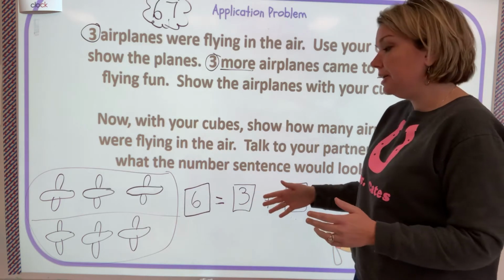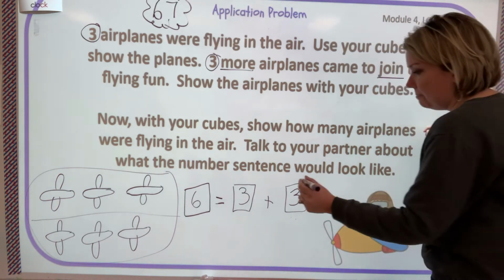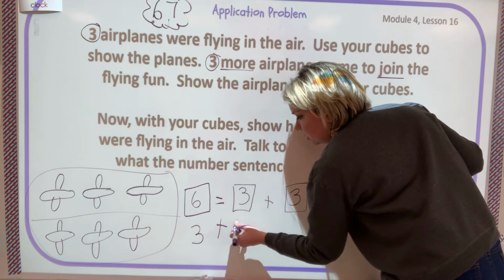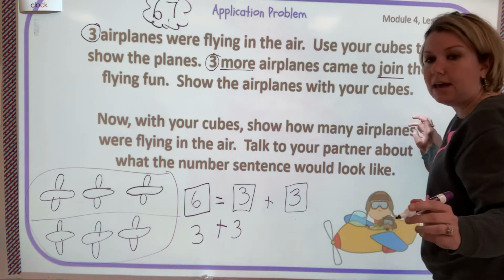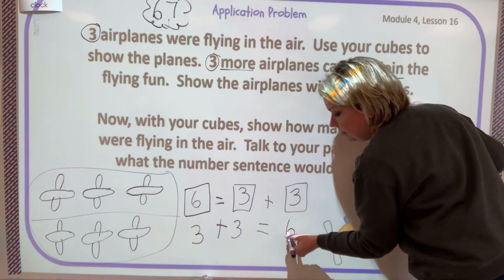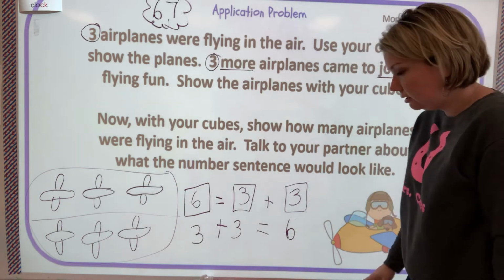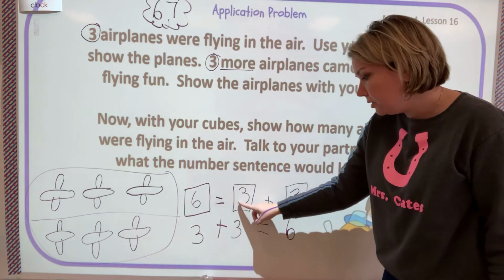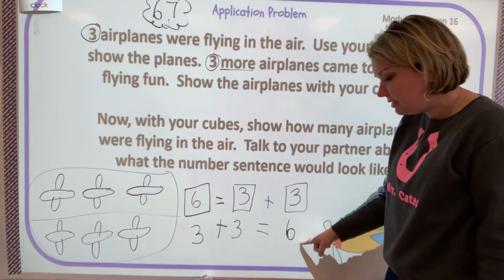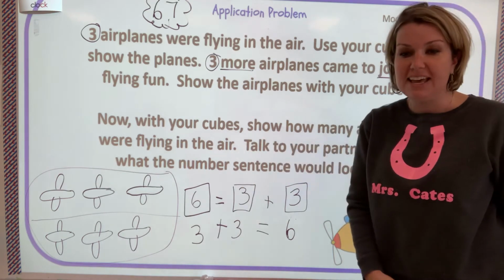Well, those are different ways to make 6. But could I put my parts first? Look, Adeline. I can put my parts first and my whole at the end. See that? So instead of 6 equals 3 plus 3, I can just do 3 plus 3 equals 6. You see that? Does that make sense, Adeline?